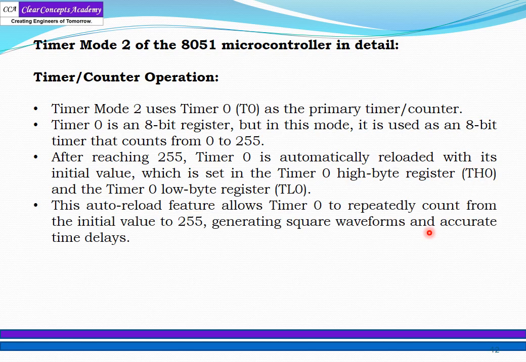This auto reload feature allows timer 0 to repeatedly count from the initial value to 255. This initial value can be anything. Depending on how much quantity you want to count, that much has to be deducted from 255 and that value has to be loaded. Suppose you want to count only 100. So 255 minus 100, that much will be loaded here in TH0. So it will count 100.